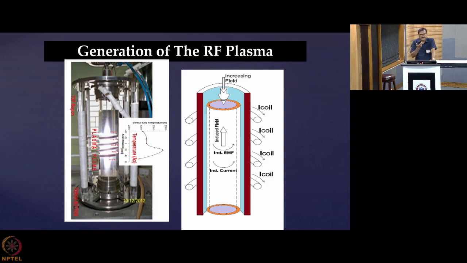If the electric field is in the azimuthal direction, then the current that the electric field drives will also be in the azimuthal direction, in this circular way. So the current will be in this clockwise direction, and next time it will be in the anti-clockwise direction within this tube, within this quartz tube. When it does so, the electrons are driven by that electric field, so they will collide with each other and generate the plasma. That is basically the principle of generation of this radio frequency plasma.